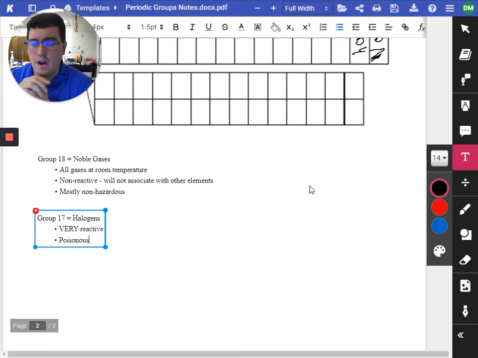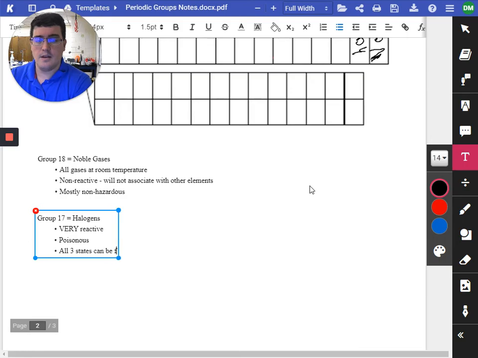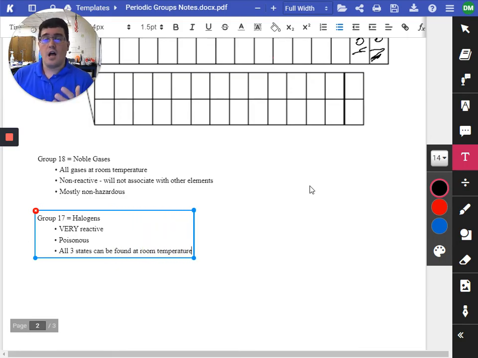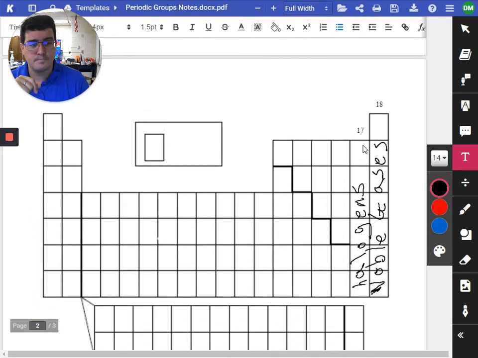But halogens are very reactive, very poisonous, and what's really interesting is that all three states of matter appear among them at room temperature: a solid, which is iodine; a liquid, which is bromine; and gases, which are chlorine and fluorine. So that's kind of an interesting fact, that you can find all three phases of matter in the halogens at room temperature.